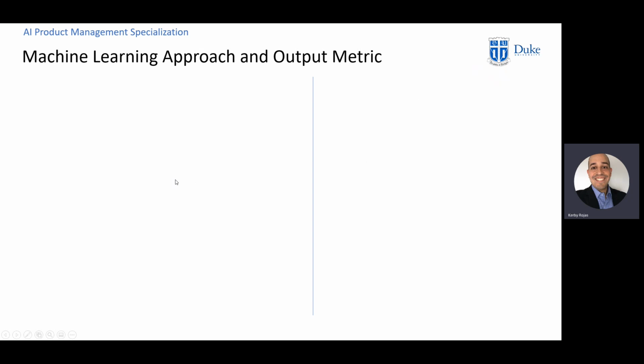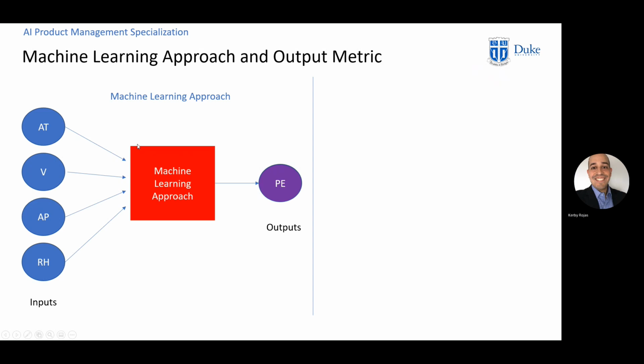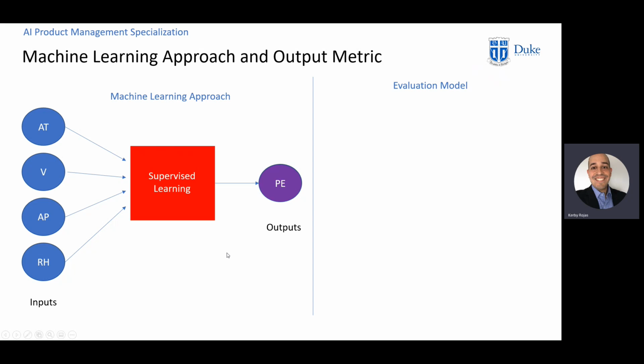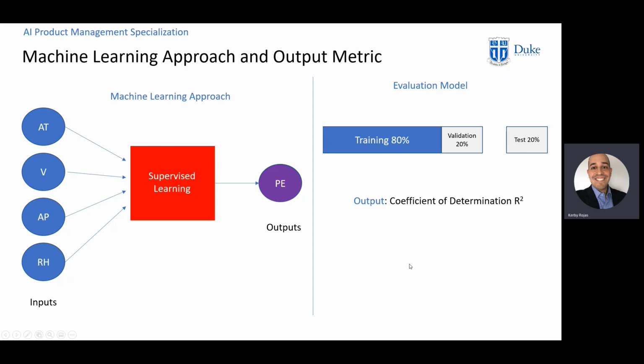The machine learning approach and output metric I decided to use first. We have different inputs, and the machine learning approach I want to select to create the power output that we want is supervised learning. So the evaluation model is to create a training percent, 80% for the training, validation 20%, and I get a test area of 20% as well. The output for the metric is the coefficient of determination, or R squared.